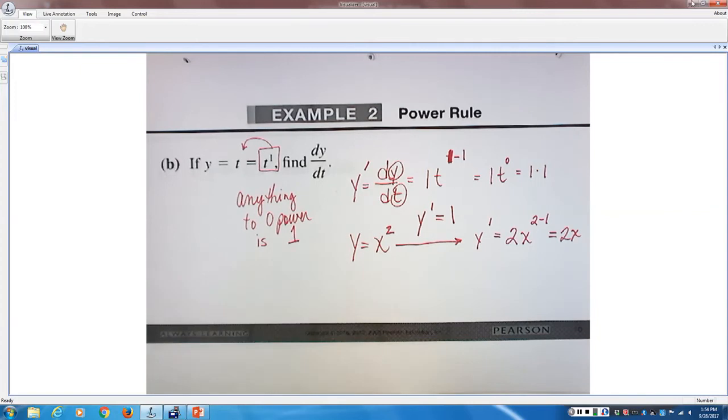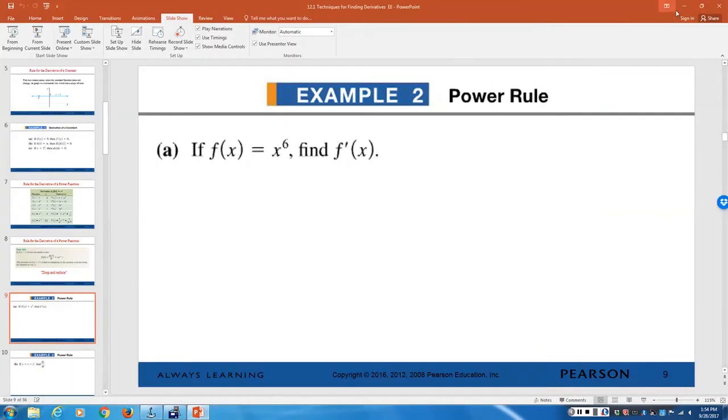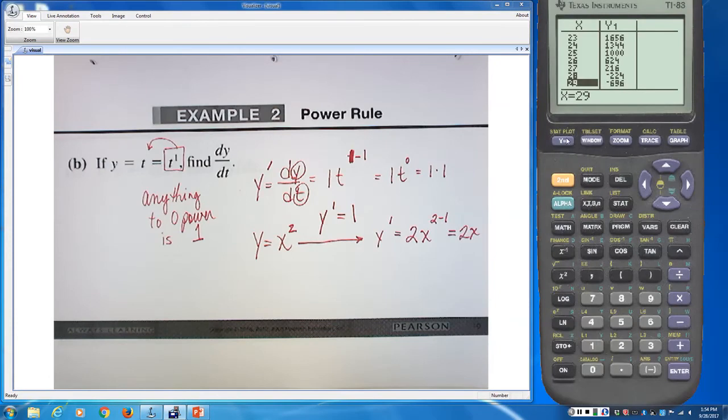Now, to push the point a little bit, pay attention here on the calculator for just one second. Since I don't have any t's on the calculator, I'm going to graph y equals x. So there's the line y equals x. What's the slope of y equals x? 1. What's the derivative of y equals x? 1. The derivative and the slope are the same thing. Need to remember that. The derivative and the slope are the same thing.